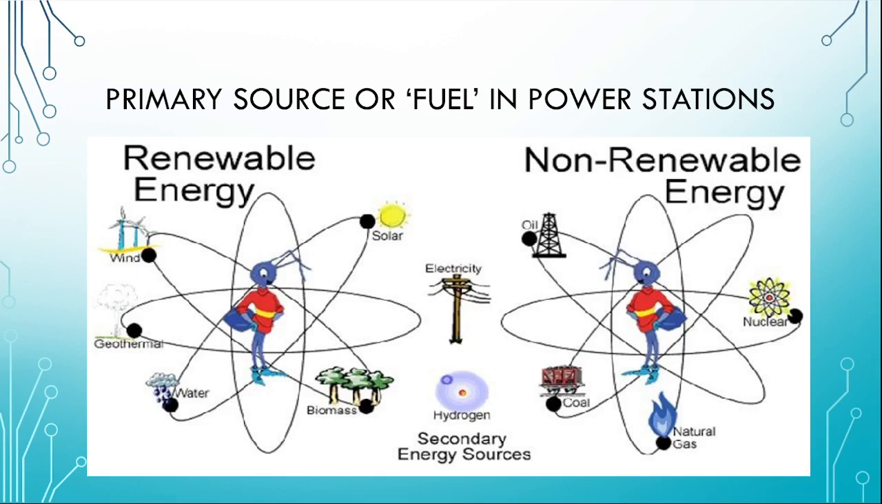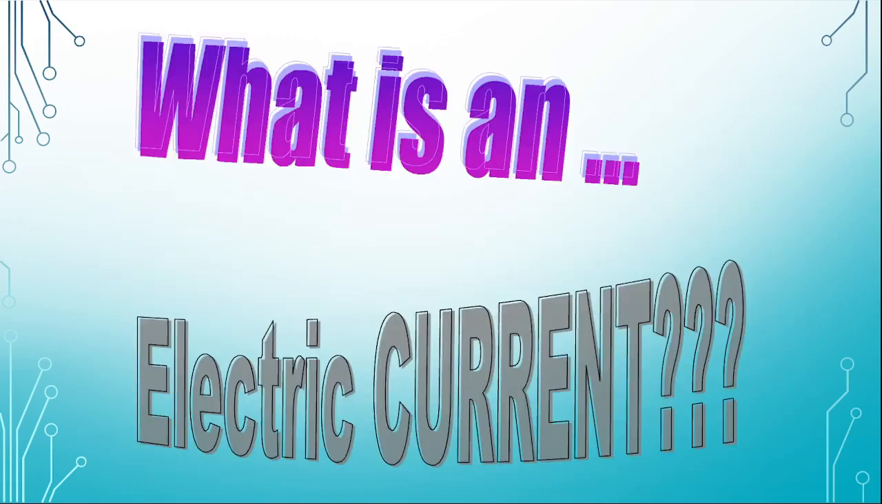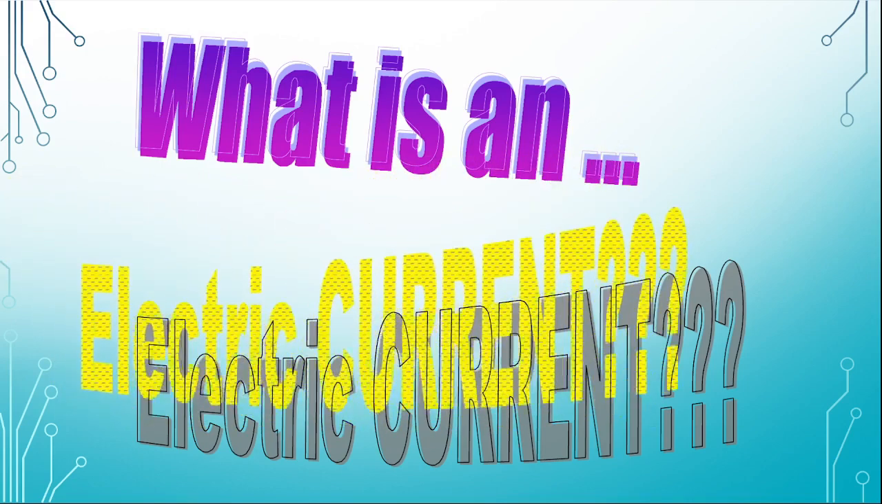So what is electricity then? Electricity is not a primary energy source, but it is a secondary energy source which we can get. We generate electricity from renewable as well as non-renewable energy sources, which are primary. I hope this is clear. So what is an electric current then?